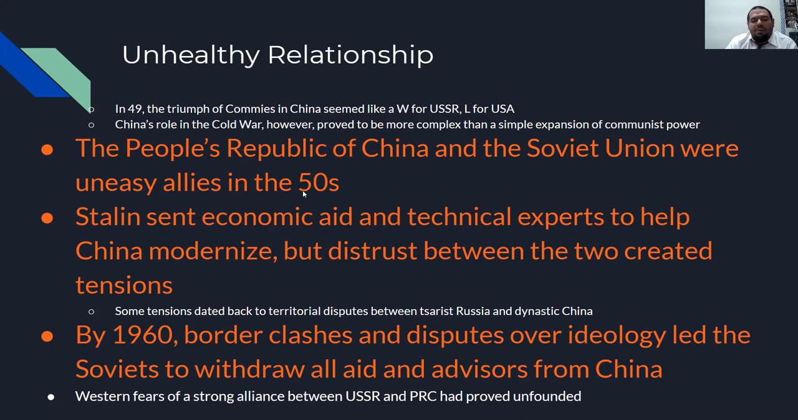Some tensions, people don't forget. Some tensions dated back to territorial disputes between Tsarist Russia and dynastic China. Really now? They can't just be friends. By 1960, border clashes and disputes over ideology, they're the same kind of government, right? Will lead the Soviets to withdraw aid and all advisors from China.